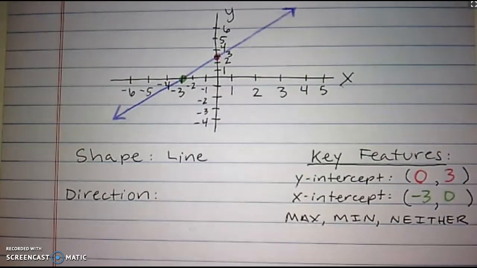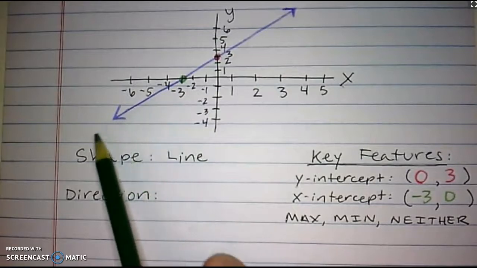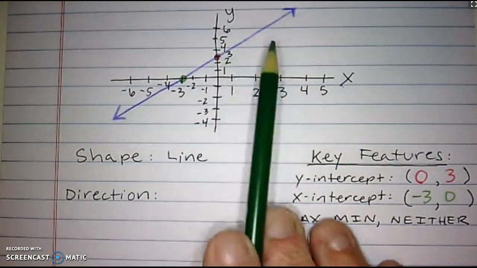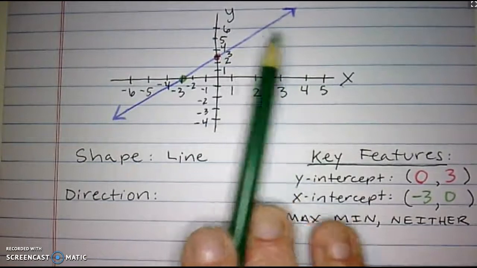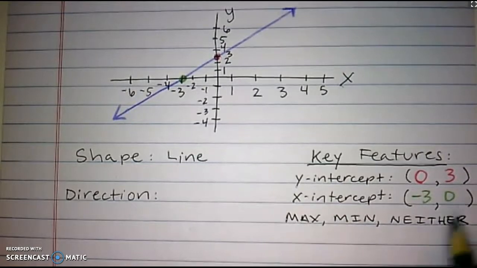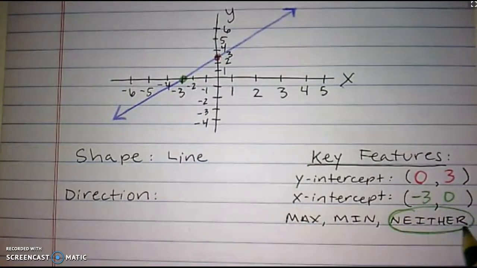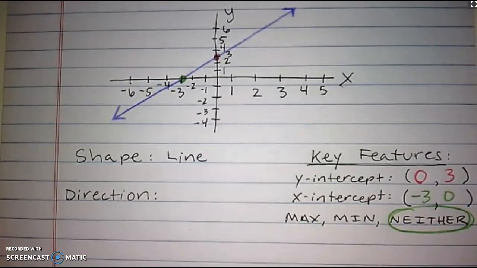Because this line has arrows on the ends, it's going to go forever to the left and down, and forever to the right and up. So this line is not going to have a maximum, and it's not going to have a minimum. It's actually going to have neither of them. It doesn't have a max or min. The final thing is to talk about our direction.